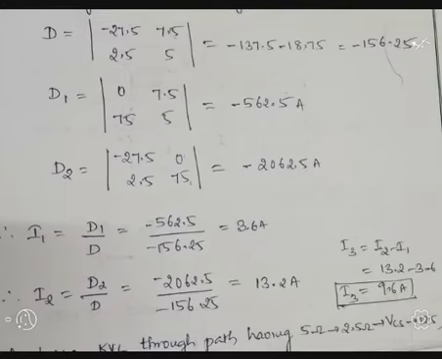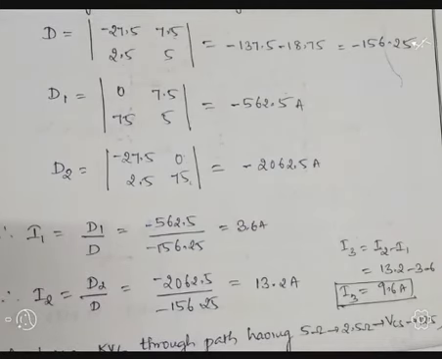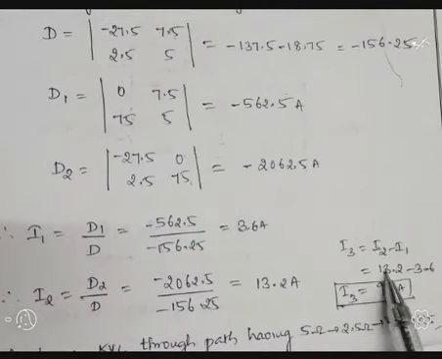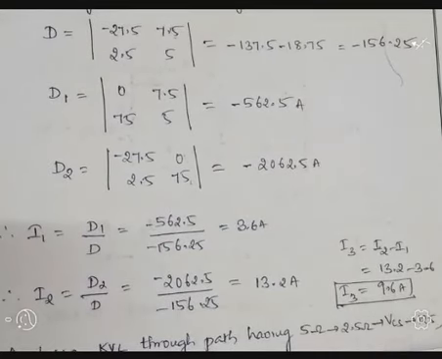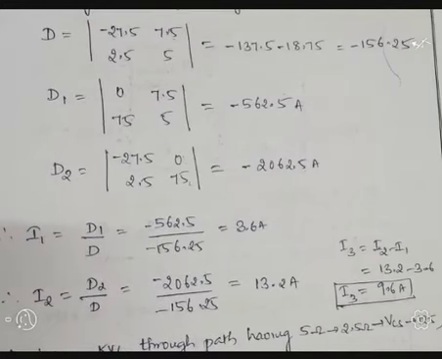So we calculated I1 and I2, but the expression for I3 is I2 minus I1. Substitute the values of I2 and I1, and we get I3 equal to 9.6 amperes. So successfully we calculated all the loop currents I1, I2, I3. But the question is, find the total power delivered in this circuit. So we have to apply the KVL through the path. Apply the KVL.